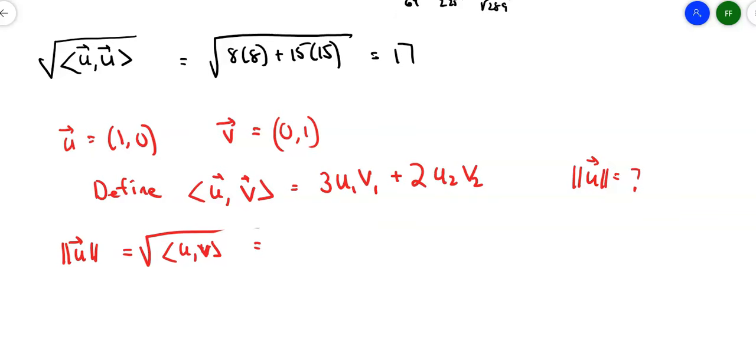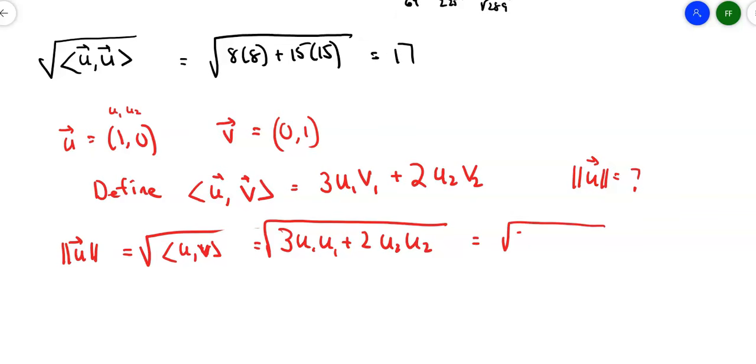So it's going to be 3 u1 u1 plus 2 u2 u2. That's how I do the vector on itself. So what is my u1? Here's my u1. Here's my u2. So I end up with the square root of 3 times 1 plus 2 times 0 using the given definition of the inner product. The magnitude of vector u is just square root of 3.